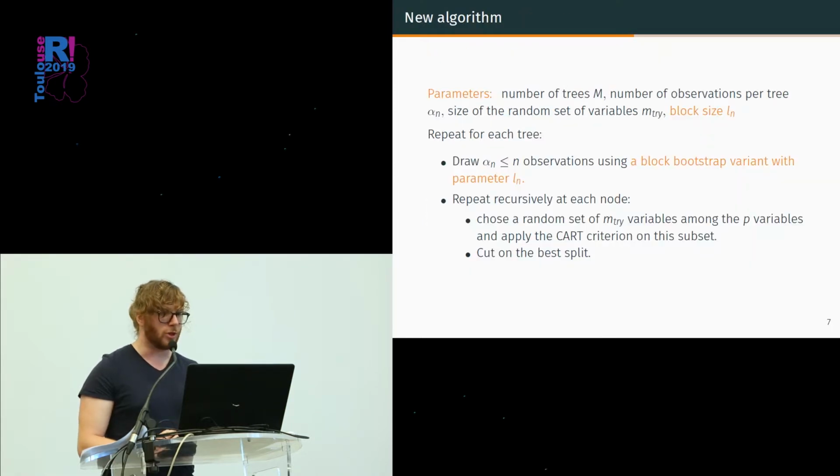The new algorithm just changes this line here. We have a new parameter, the block size parameter, which we denote here by ln. But the rest is the same.